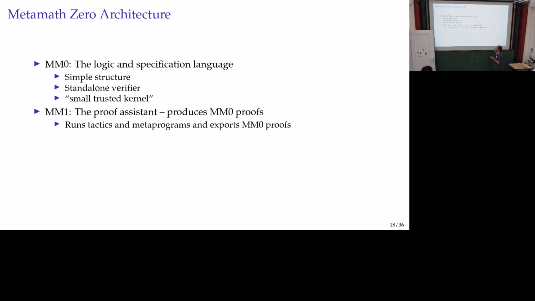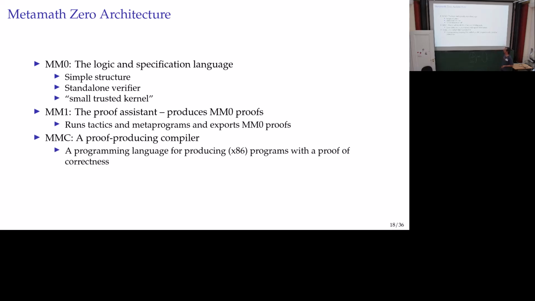The second component is Metamath 1. This is a proof assistant that produces Metamath 0 proofs. This runs tactics and metaprograms, and it exports Metamath 0 proofs. And then MMC, or Metamath C, is a proof-producing compiler. This is a programming language for producing programs with a proof of correctness. I'm not going to describe this, but I can talk to you more about it if you're interested in verified programming.